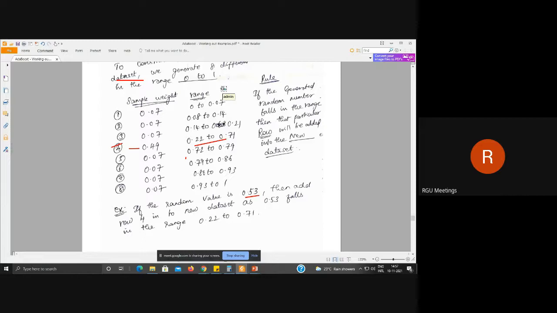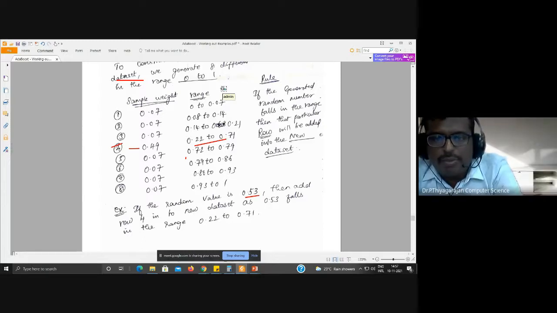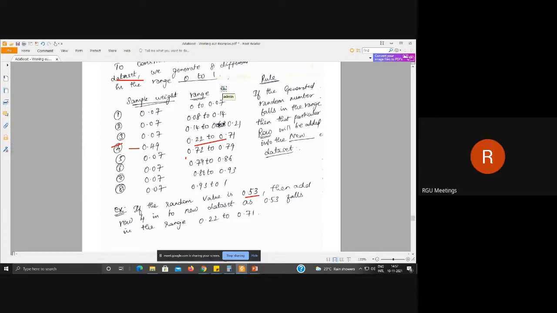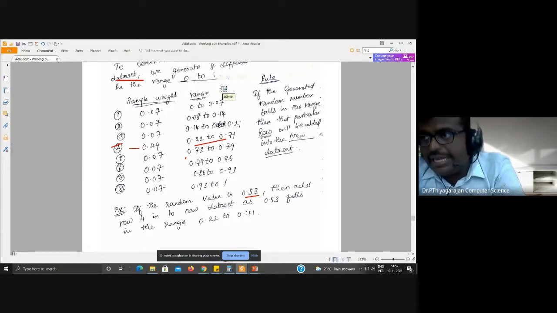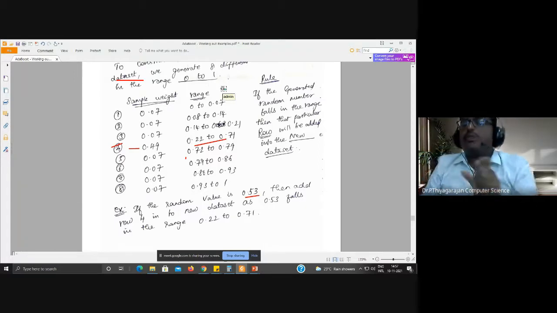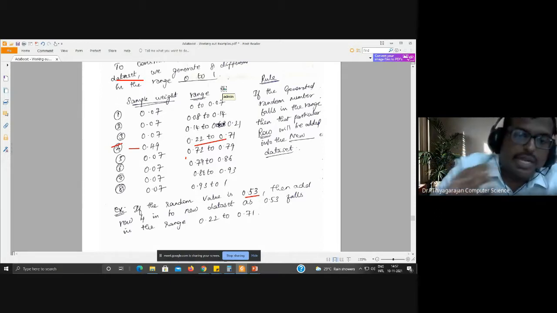Row number 4. Yes. Why will row number 4 occur with high probability? Since the range of row 4 is very high, there is a high probability that row 4 will be added to the new data set many more times than the other rows. This is the core essence of the Adaboost algorithm.